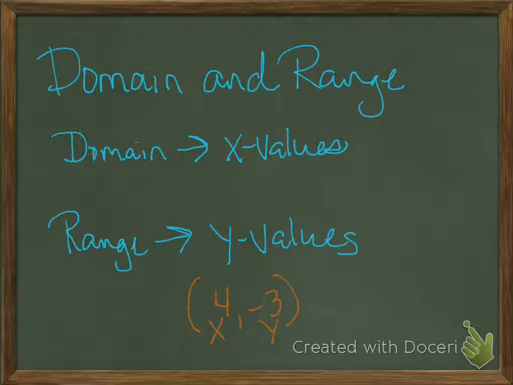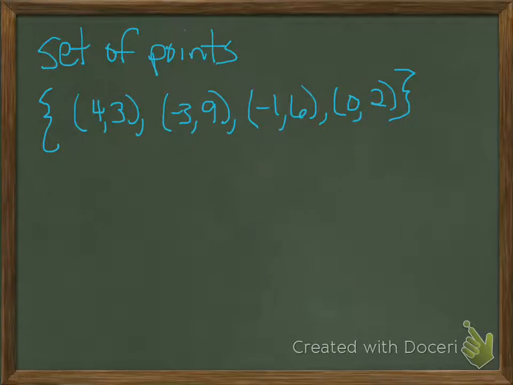Sometimes domain, your x value, is also called your input. That's the number you're going to put into something. And what you get out is going to be your y value or your range, which is also called your output.